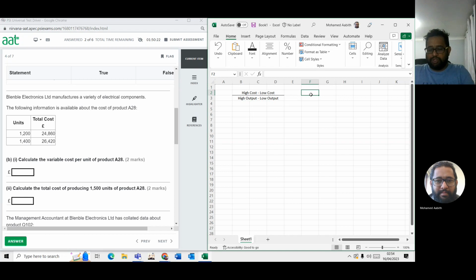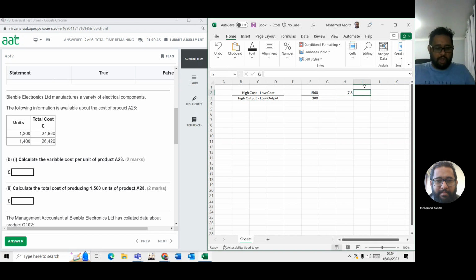So here, equal to 26,420 minus 24,860, and this is going to be divided by 1,400 minus 1,200. So this is what we're going to do. We're trying to divide that, and that should give me the result. So it is £7.80. But what is that?